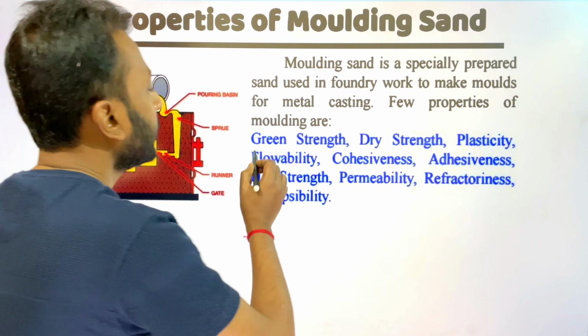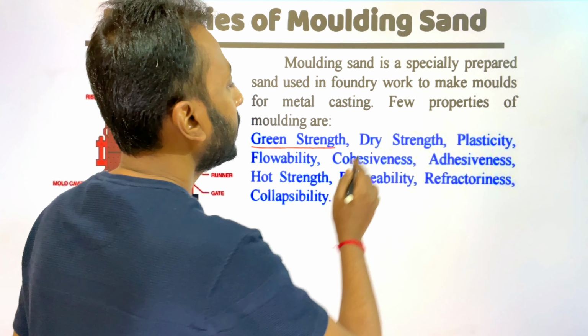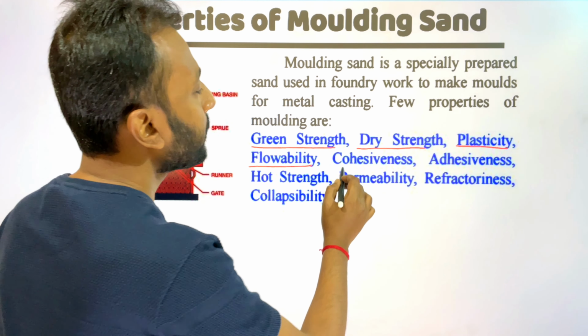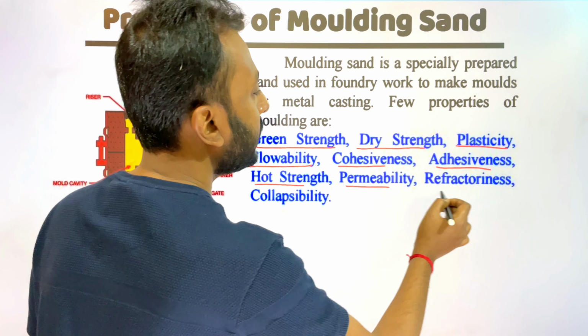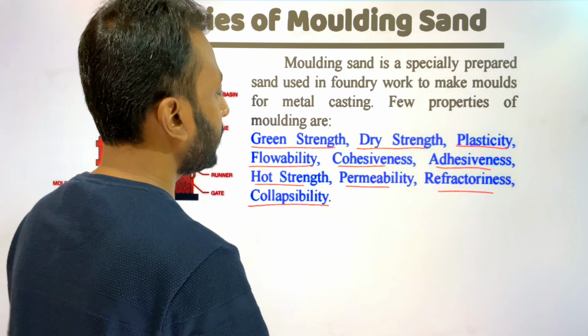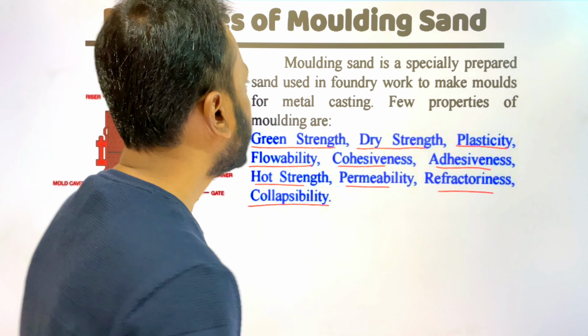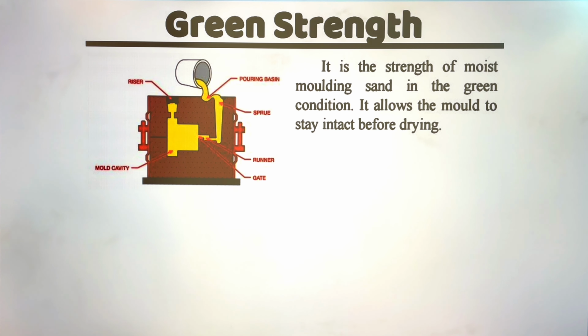So what are the properties? The important properties are grain strength, dry strength, plasticity, flowability, cohesiveness, adhesiveness, hot strength, permeability, refractoriness, and collapsibility. These are the main properties the molding sand should have. Let's now discuss them one by one in detail.